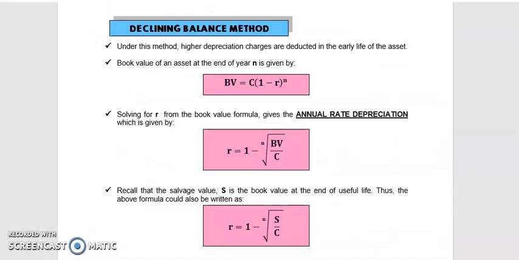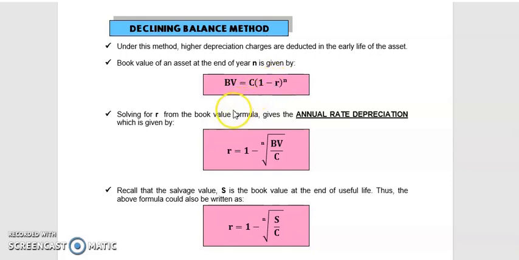Now let's continue with declining balance method. Recall the difference between straight line method and declining balance method is that the annual depreciation in declining method is not the same throughout the asset's useful life. And recall, as I said before, in declining method, first thing we need to have is value R, which is annual rate of depreciation.